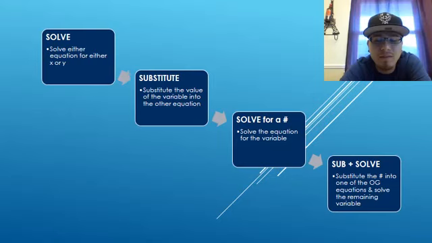Substitute the number into one of the original equations. So if you have x equals 4, go back to one of the originals, solve it, get your other one. You will then have your ordered pair and your solution to the system.